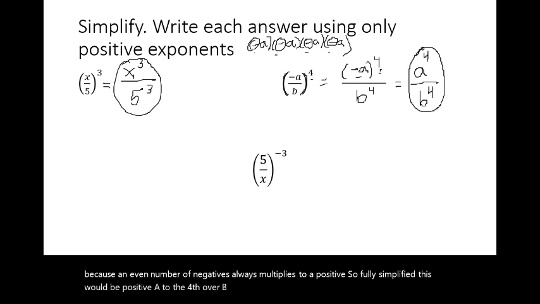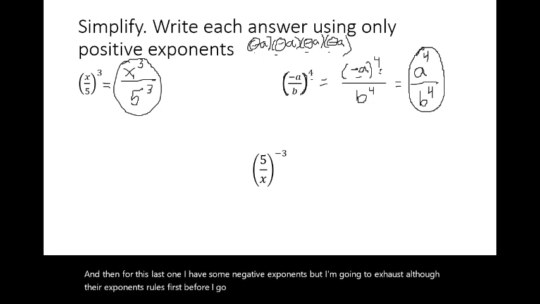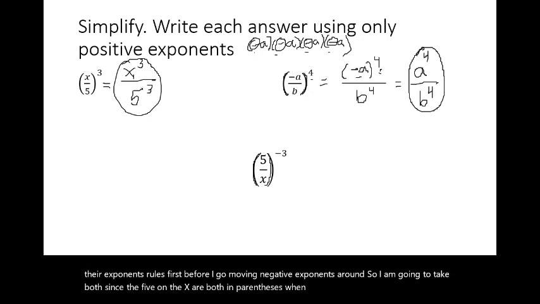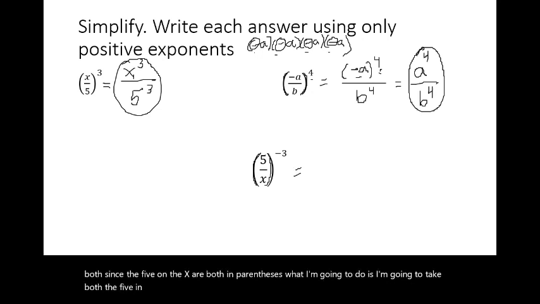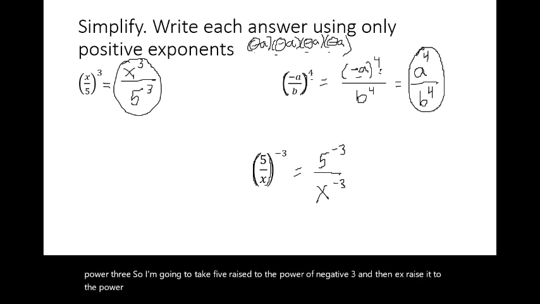And then for this last one, yes, I have some negative exponents, but I'm going to exhaust all other exponent rules first before I go moving negative exponents around. Since the 5 and the x are both in parentheses, I'm going to take both the 5 in the numerator and the x in the denominator and raise them both to the outside power 3. So I'm going to take 5 to the power of negative 3, and x to the power of negative 3.